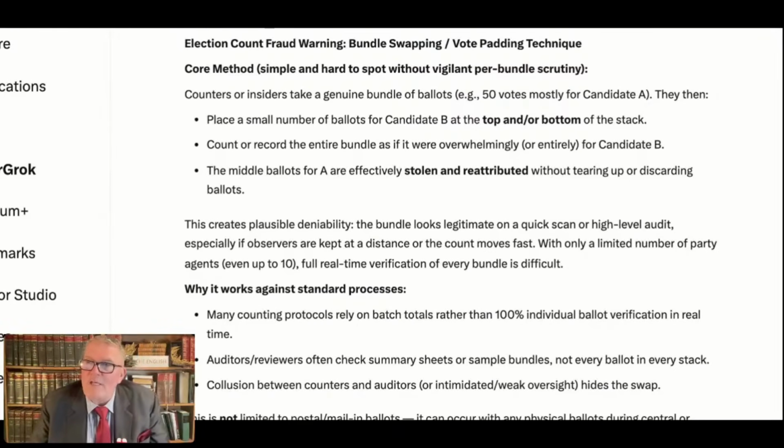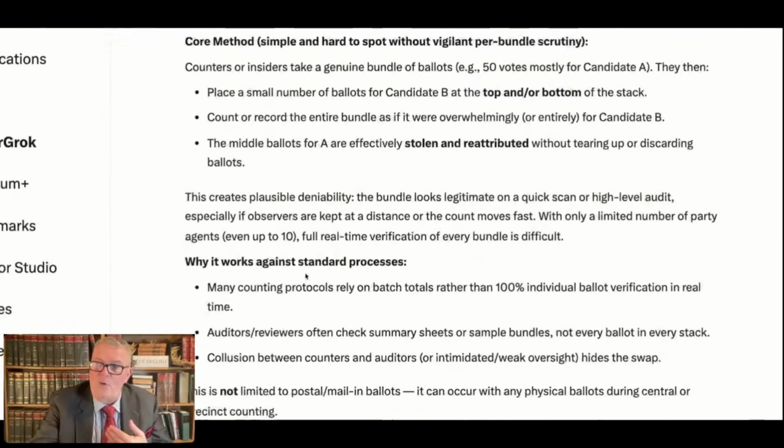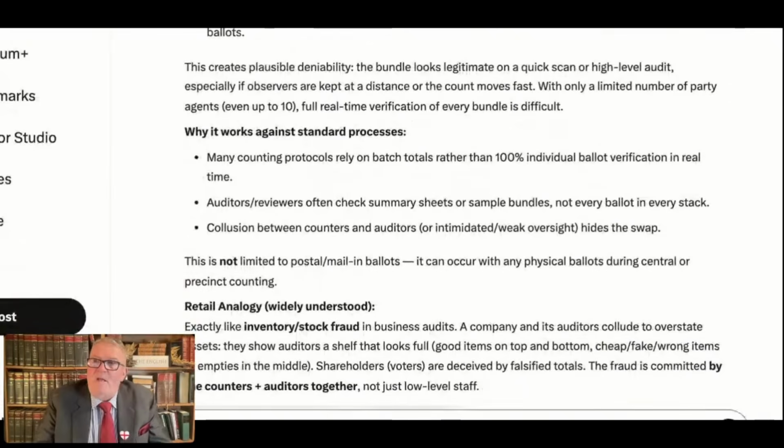Count or record the entire bundle as if it was overwhelmingly or entirely for candidate B, when actually it's for candidate A. The middle ballots for A are effectively stolen and redistributed without tearing up or discarding ballots. So everyone thinks they're getting rid of ballots and taking away. That's not how they do this. You're being misled.